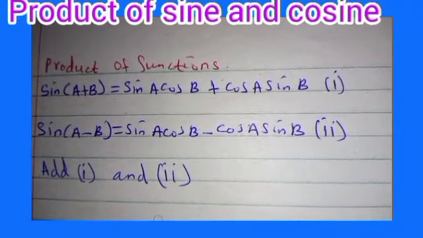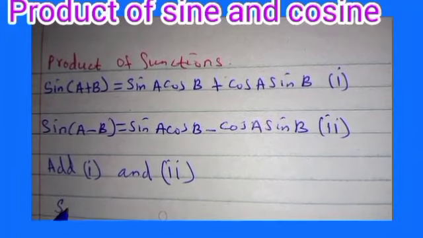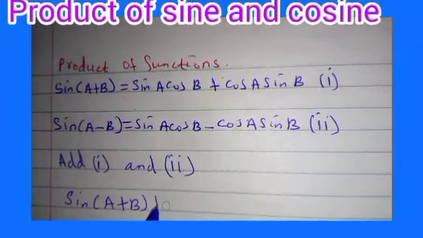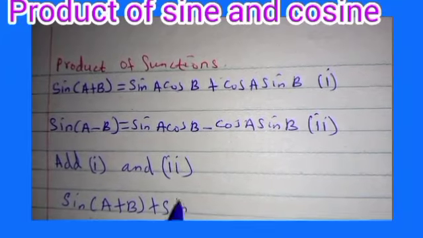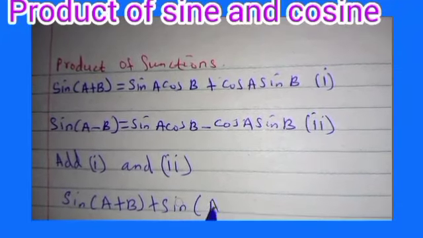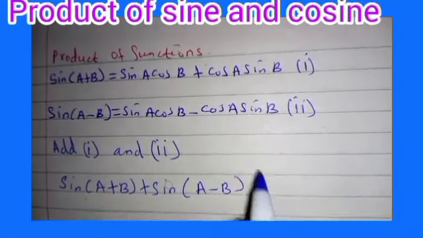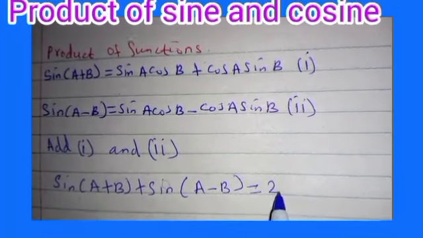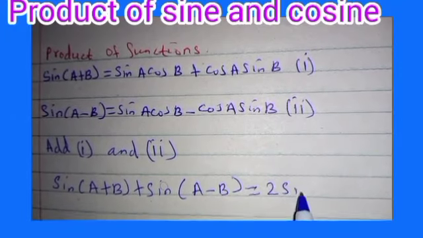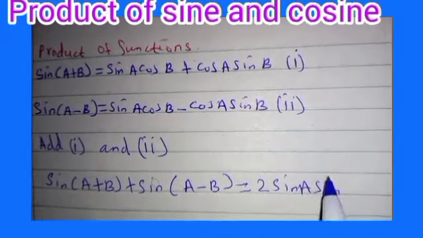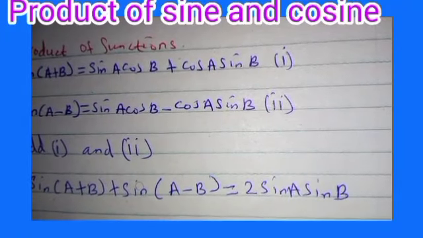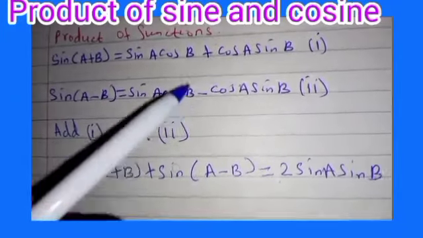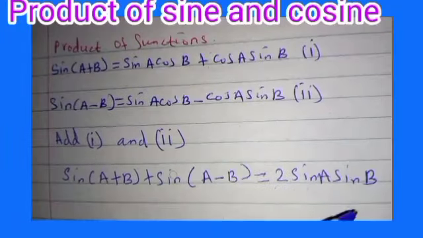Adding that, we are going to get sine of (A plus B) plus sine of (A minus B), which is equal to, on the right hand side, 2 sine A cos B. The other part here, plus and minus, will cancel out.